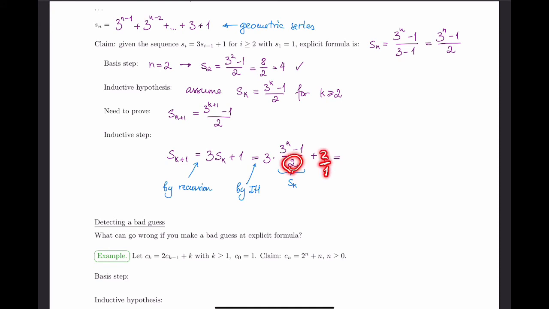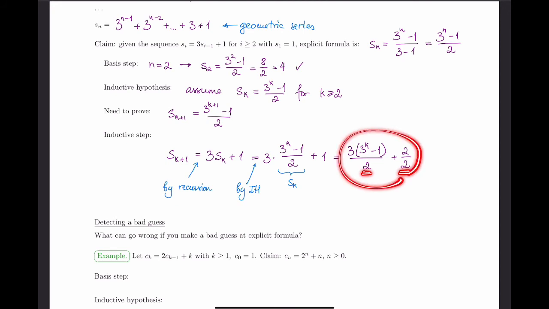So I'm going to multiply the top and bottom by 2 in order to gain my common denominators. Okay, so what I have on the left here is 3 times (3^k minus 1) over 2 plus 2 over 2, right? This is just me; I haven't done anything. The 3 multiplies to the top, so I just brought it up to the top, and I rewrote this one as 2 over 2. But now that I have the same denominators, I can combine the two fractions.